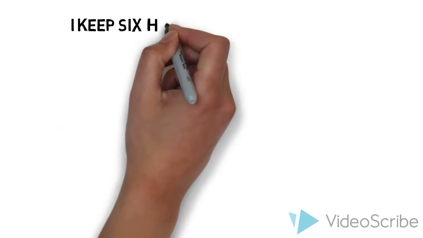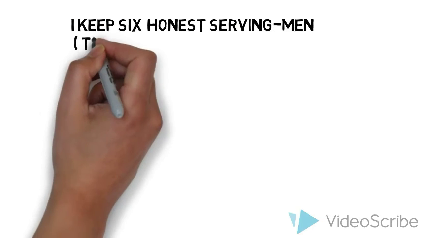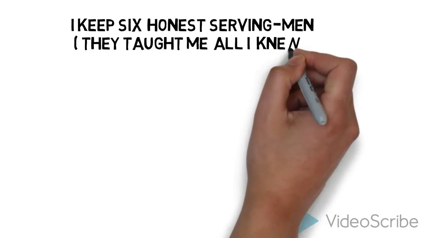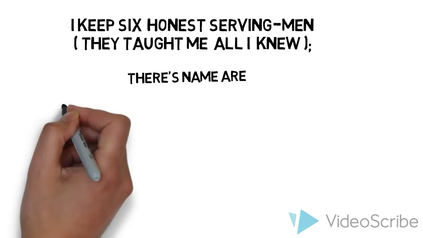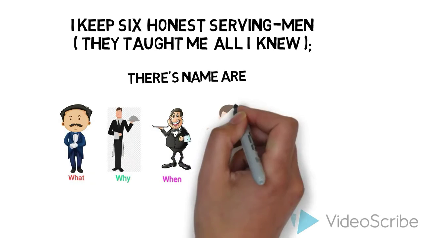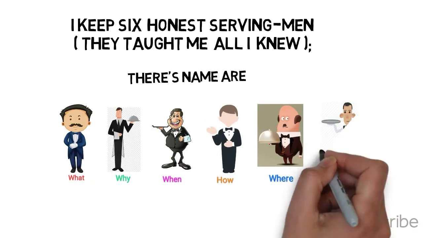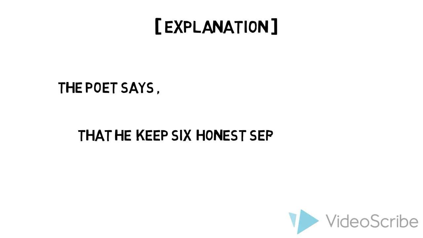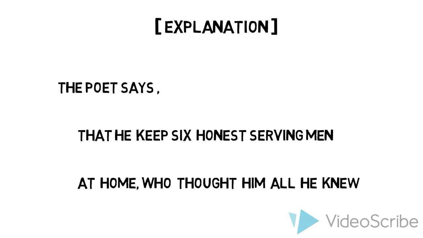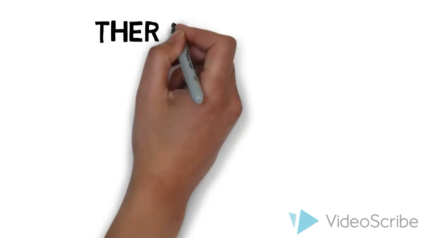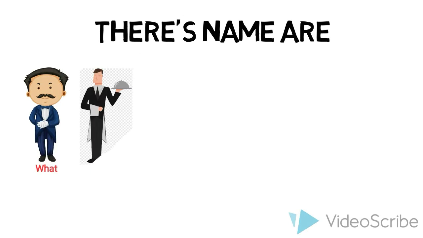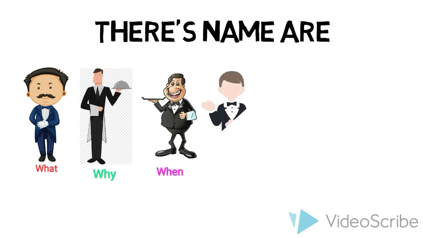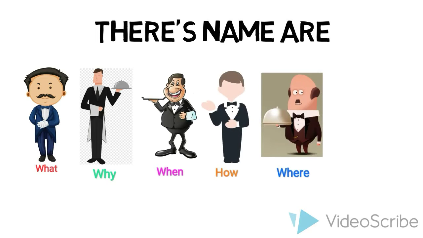I keep six honest serving men. They taught me all I knew. Their names are what and why and when and how and where and who. Explanation. The poet says that he keeps six honest serving men at home who taught him all he knew. Their names are what, why, when, how, where, and who.